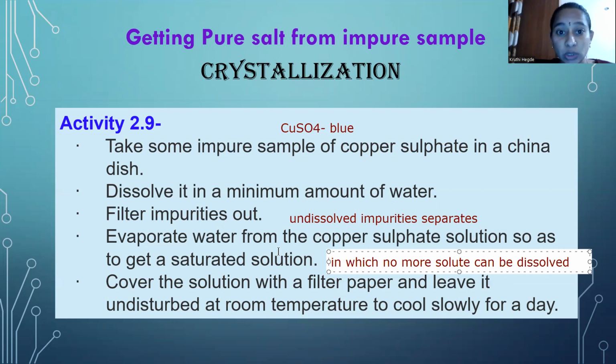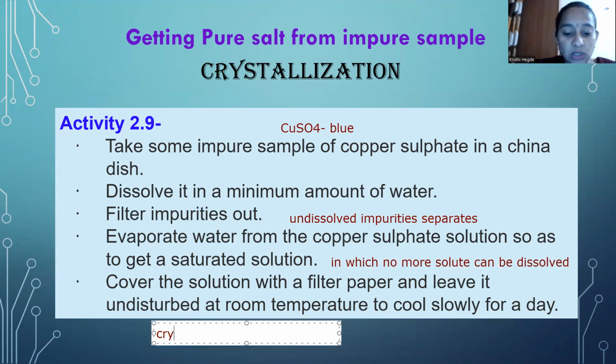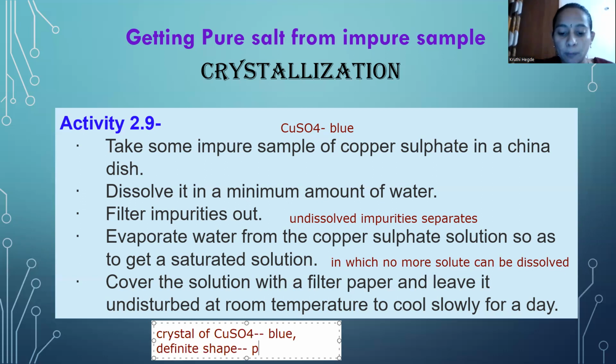Once it becomes a saturated solution, we'll cover it with filter paper and leave it undisturbed for a day or so. When we leave it undisturbed, only the copper sulfate particles, or copper sulfate molecules, will convert into crystals. So we'll get crystals of copper sulfate, CuSO4. These crystals will be an attractive blue color, and they will have a definite shape too. And they are also pure.